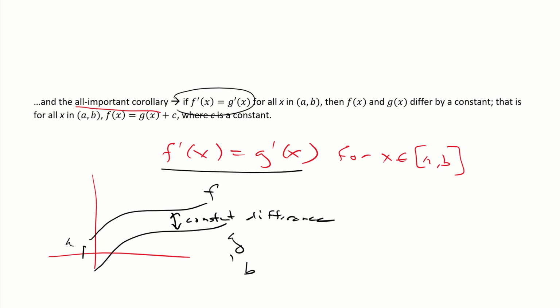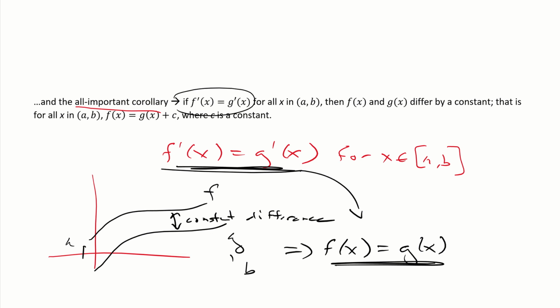If you have two functions whose derivatives are equal to each other, then they differ by a constant. So you could say something like f prime of x equals g prime of x implies f of x is equal to g of x plus a constant. So if the derivatives are the same, the functions are the same, but they might differ by a constant. And we'll later call that the constant of integration.